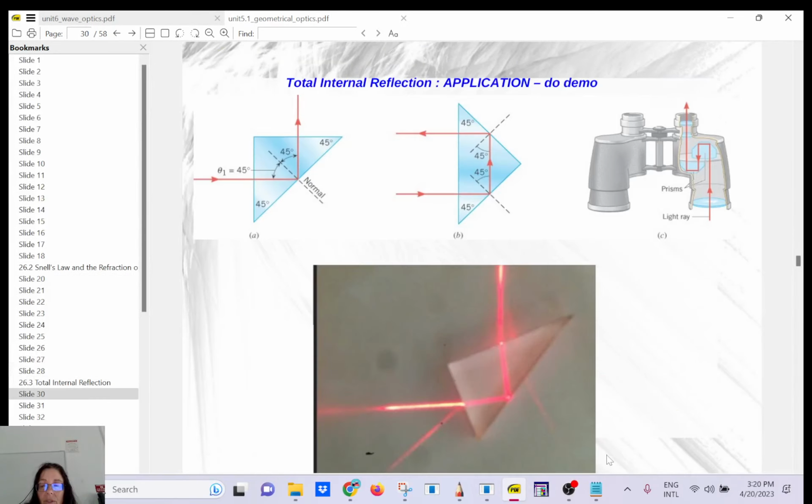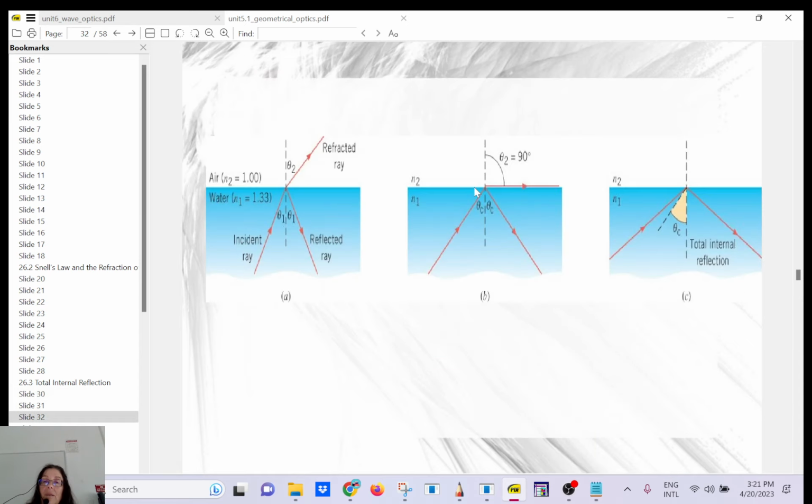So you see, for example, in a pair of binoculars, you don't use mirrors because mirrors can be scratched very easily. You can use total reflection. See, you have a total reflection here, total reflection there. So you can have a total reflection inside here. That means it cannot escape the glass.